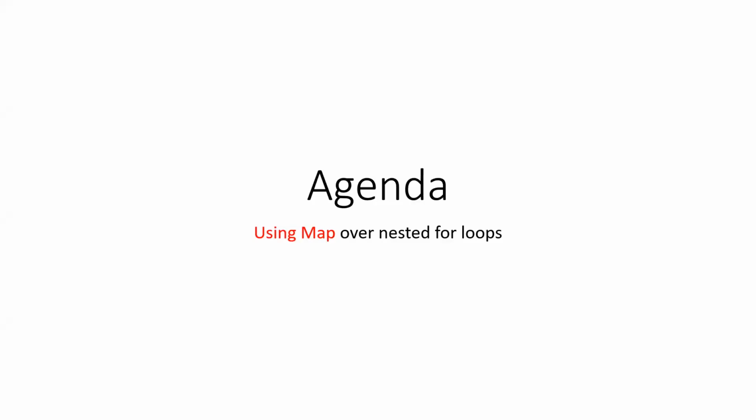So since some of you have personally requested me to make a video on how to use a map, I have prepared a use case of using maps over nested for loops. So let's quickly see how to do that.